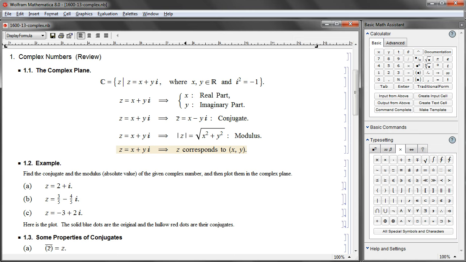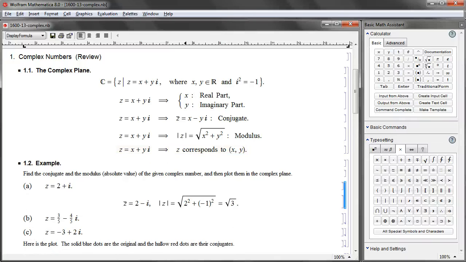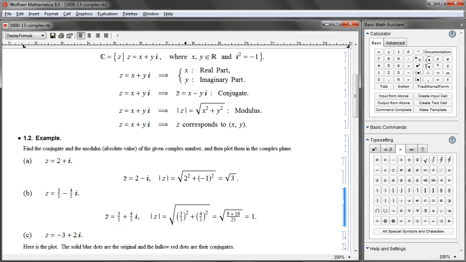So here we go. z equals 2 plus i. Find the absolute value and conjugate. And then, of course, we want to plot it. For the conjugate, simply change the sign of the imaginary part, so 2 minus i. How about the absolute value, or the modulus? Just put that into the formula, x squared plus y squared, and then take the square root of that. We have the square root of 5. Simple.